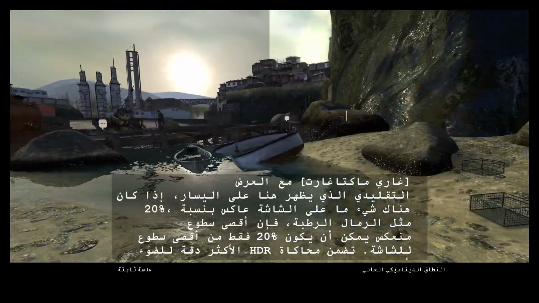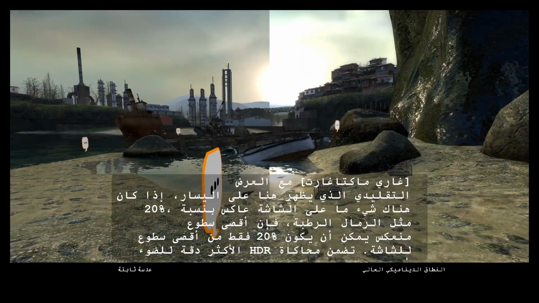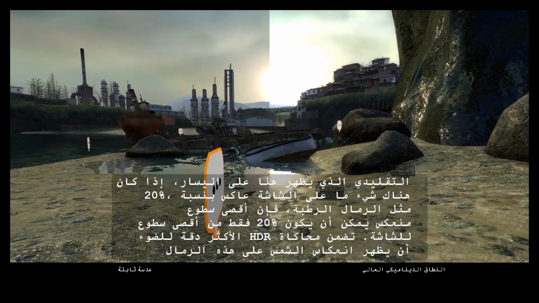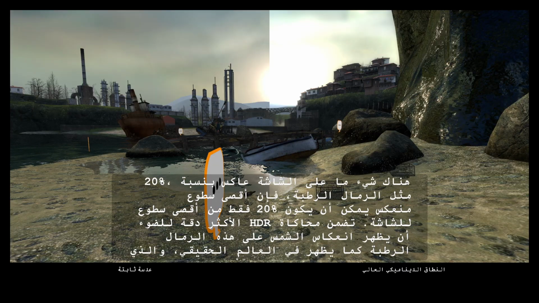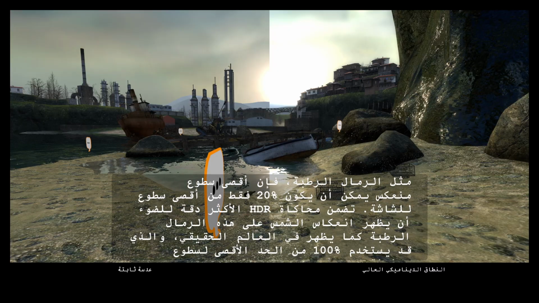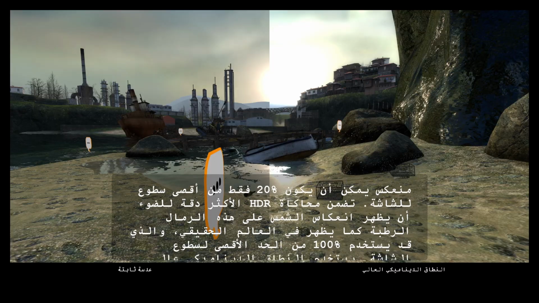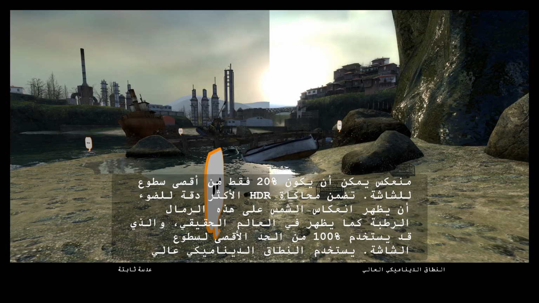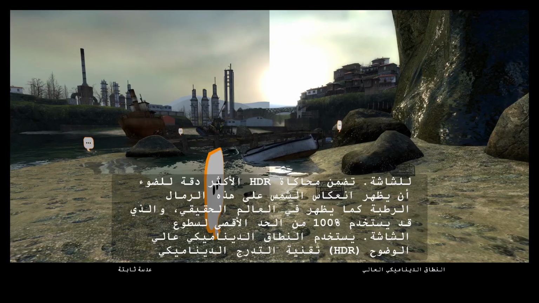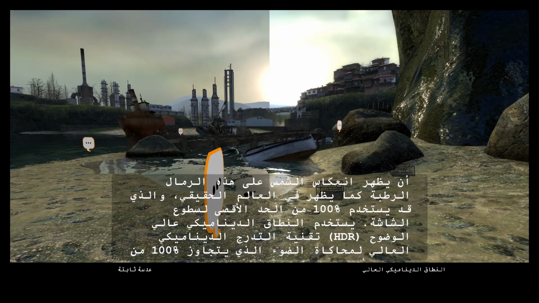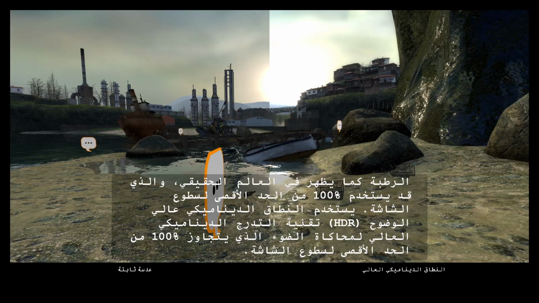With conventional rendering, seen here on the left, if something on the screen is 20% reflective, like the wet sand, then the maximum reflected brightness could only be 20% of the maximum brightness of your monitor. HDR's more accurate simulation of light ensures that the sun's reflection on this wet sand appears as it would in the real world, which could potentially use 100% of the maximum monitor brightness. HDR uses bloom to simulate light that is beyond 100% of a monitor's maximum brightness.